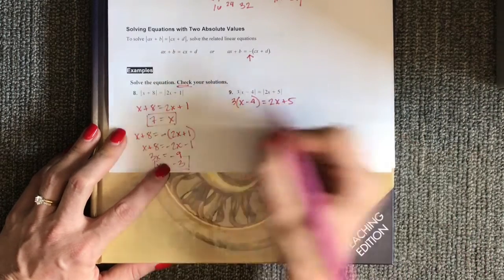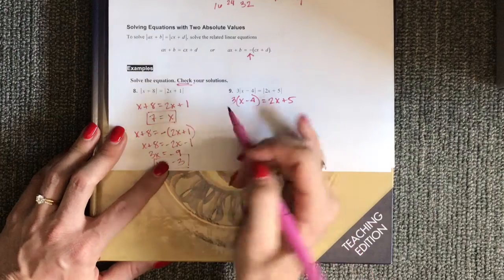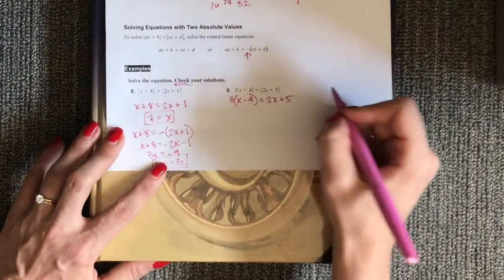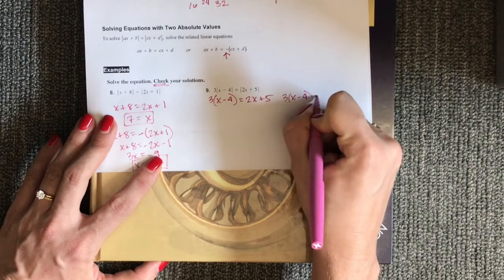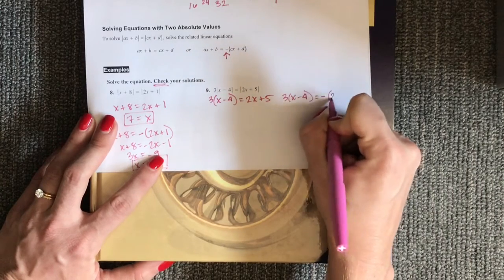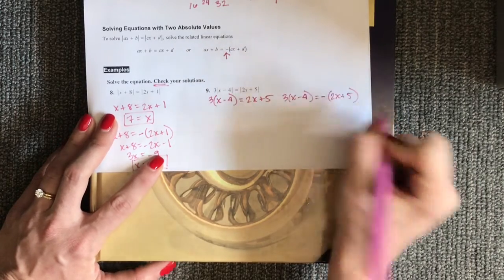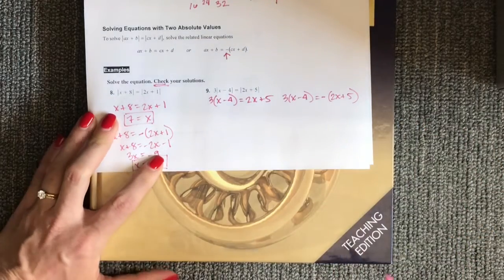Parentheses aren't necessary there. So that's our first equation. We just take the bars off and rewrite it. And on the second equation, again, you take the bars off, but you make one side of it negative. And then these are your two equations that you're going to solve.